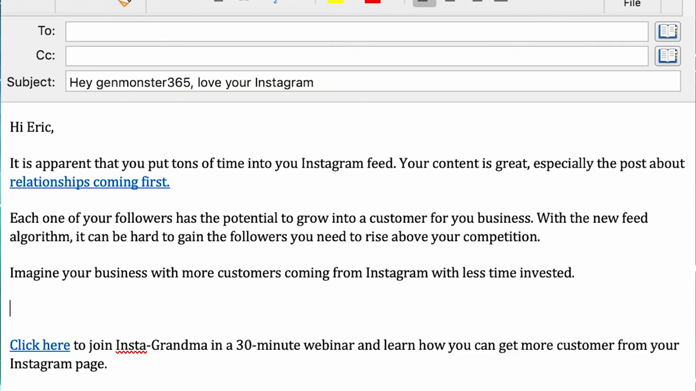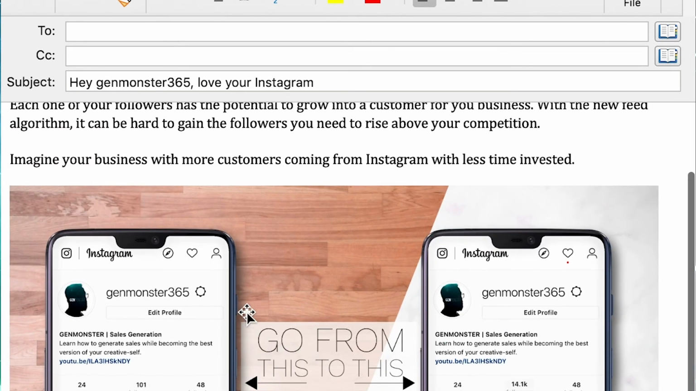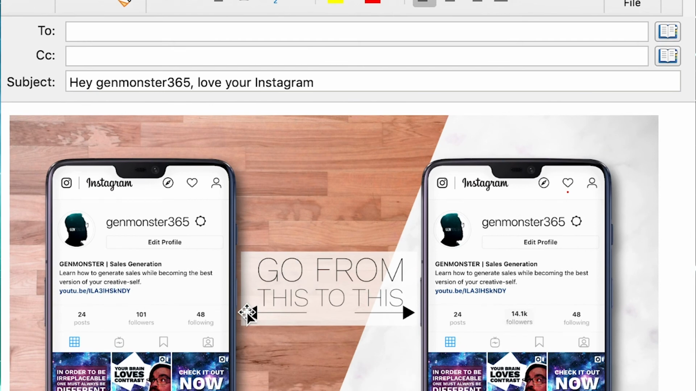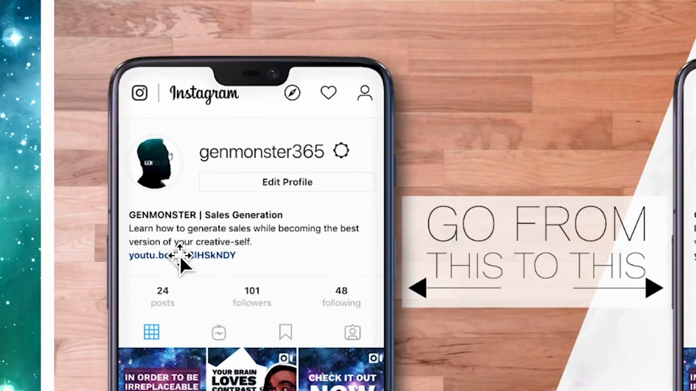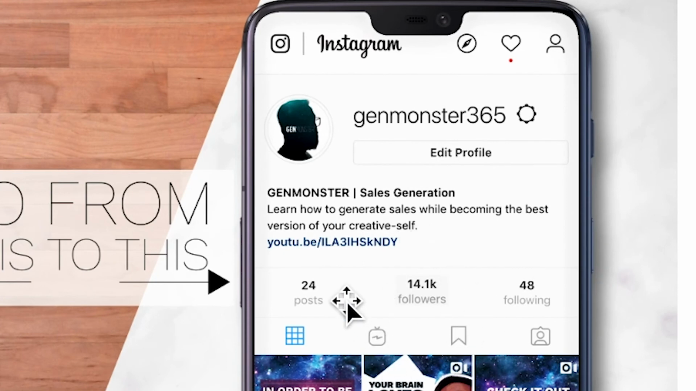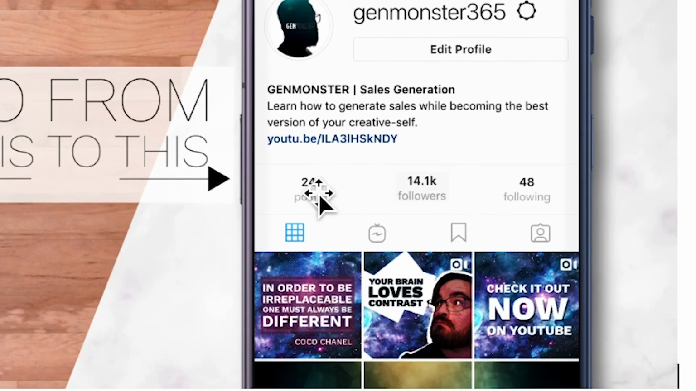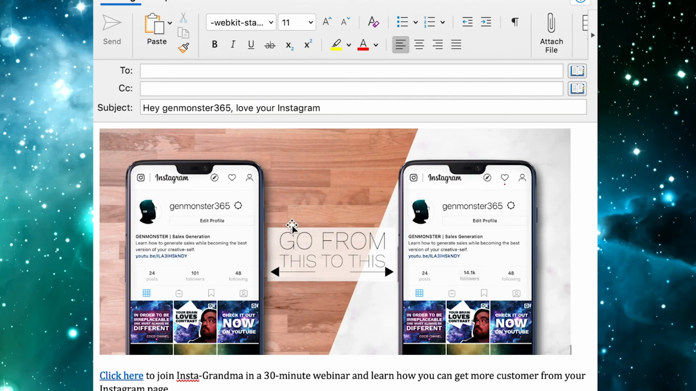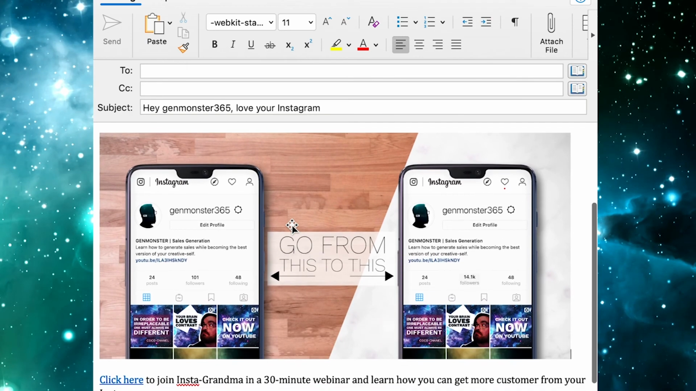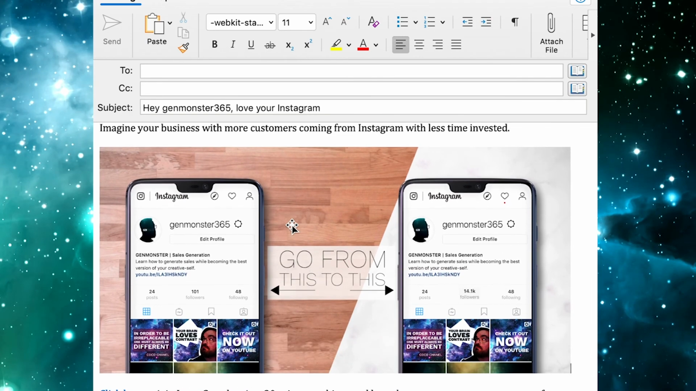So what I'm thinking is I made a little image here in Photoshop that does some before and after, which is that contrast, so that the customer can really see the difference from now, which is 101 followers, working with this company, they could get something like 14.1K followers. And look, there's a little red dot there, meaning they maybe got more likes and more engagement. It's really subtle, but it portrays the message so that the customer can see it visually. But without it, they can still get the message.